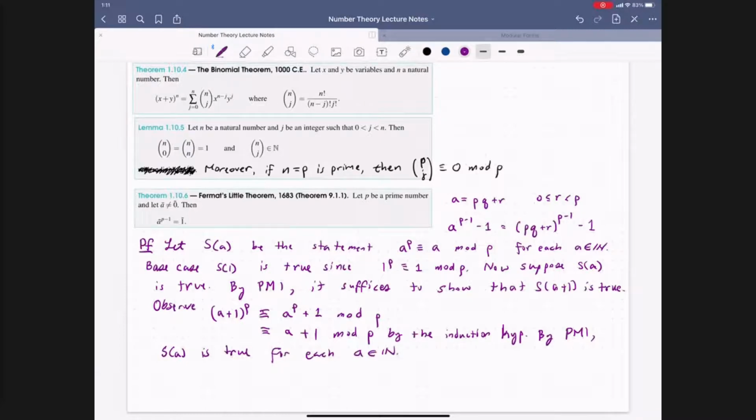Alright, so we have proven this statement, but that's not what we wanted to prove. We wanted to prove that A to the P minus 1 is congruent to 1 mod P. So let's go ahead and do that. So now, suppose that the GCD of A and P is 1. So that was something that we didn't assume up here. We were just letting A be any natural number.